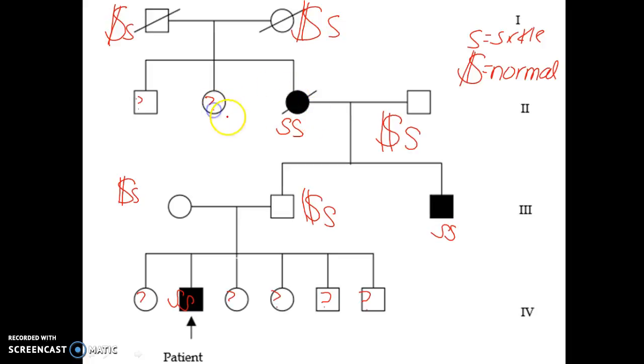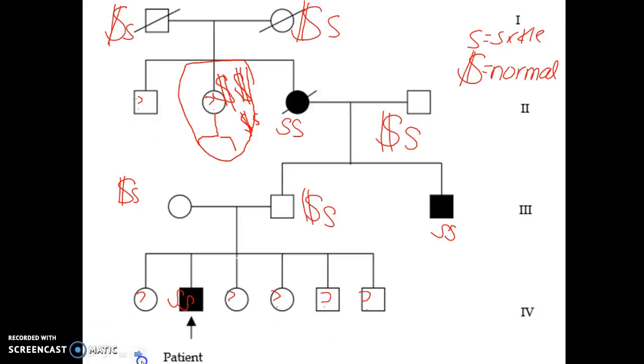You cannot determine these, I guess they would be a great aunt and uncle of the patient, and you cannot determine the patient's siblings. The reason for that is you don't have any information about their kids. So you can't tell if this person is homozygous dominant or if they are heterozygous. There's no way for you to find out with the information given. So you can just leave a question mark or leave it blank.